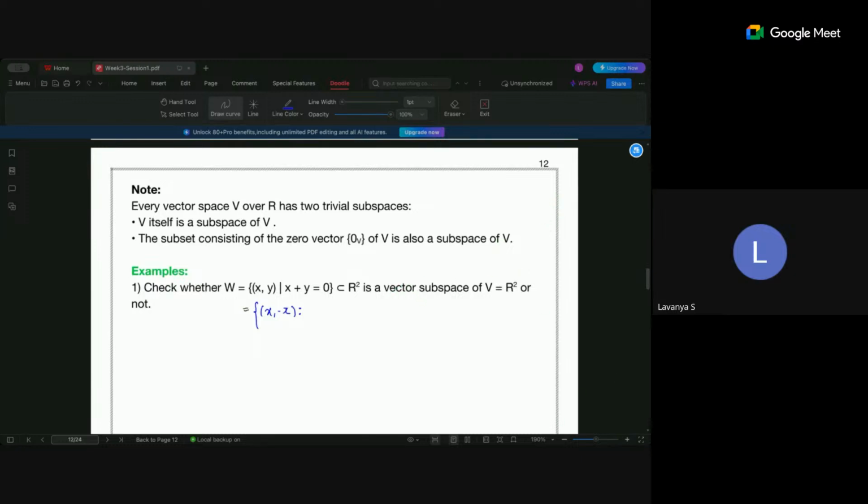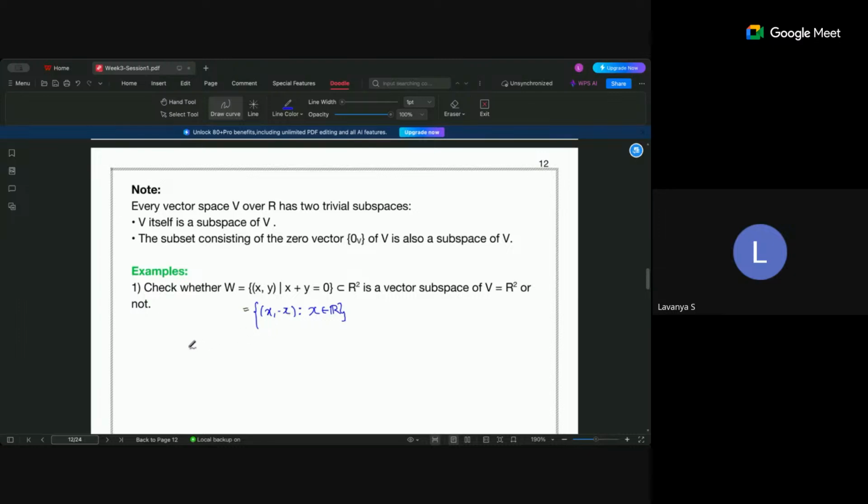Okay. So just for easier computation purposes, I'm doing this. So (x, minus x), x is in R. I'm just rewriting the set for easier computation. Obviously, this is a subset of R2. So we just have to check closure under addition and closure under scalar multiplication.